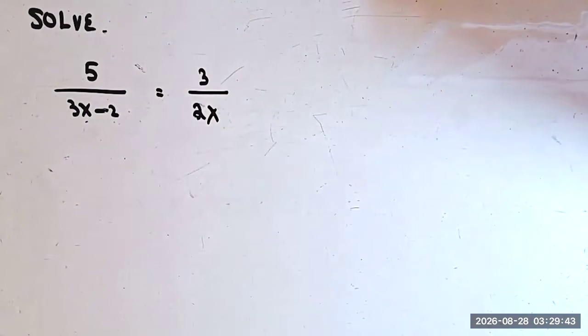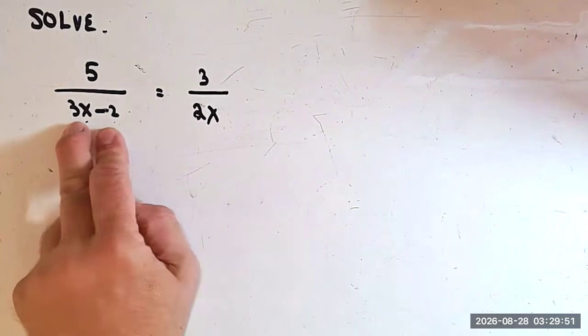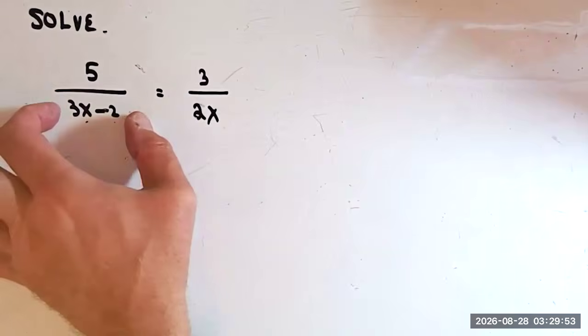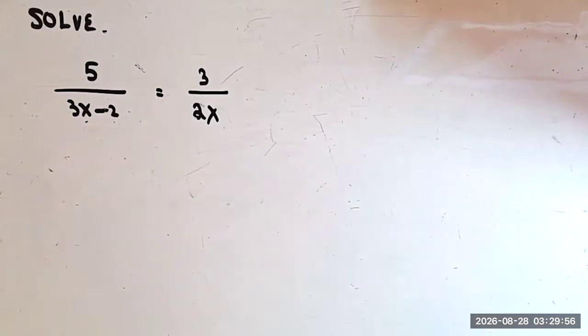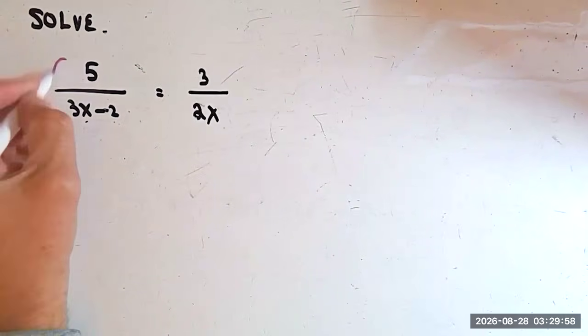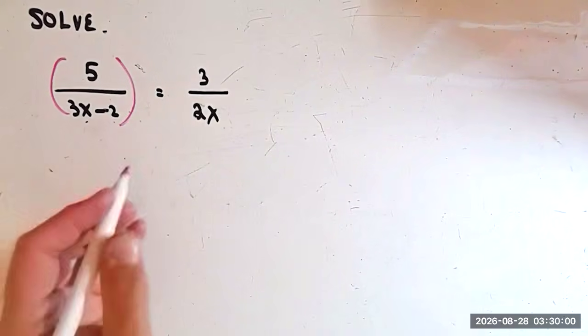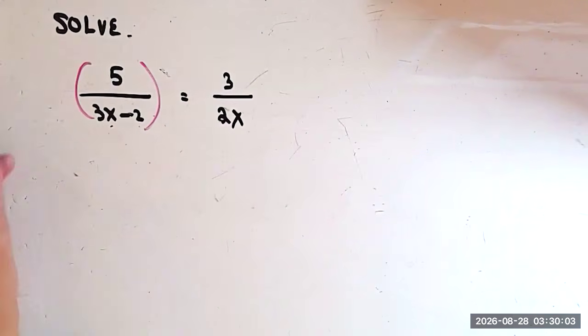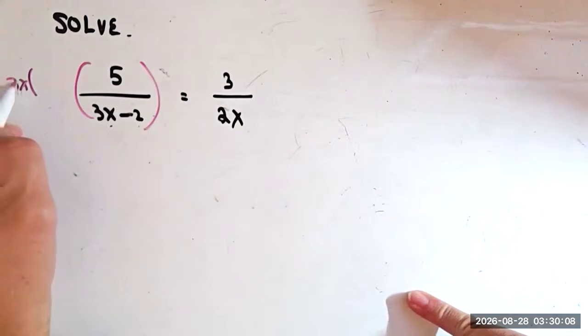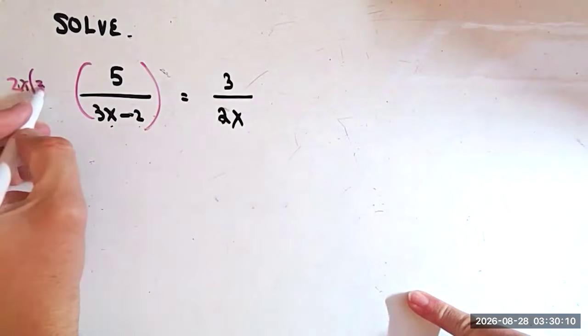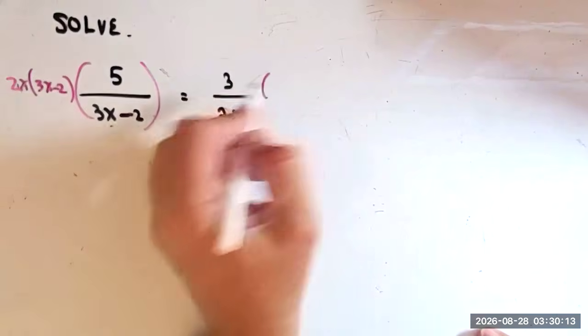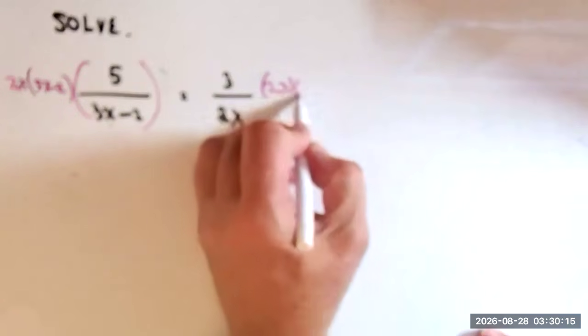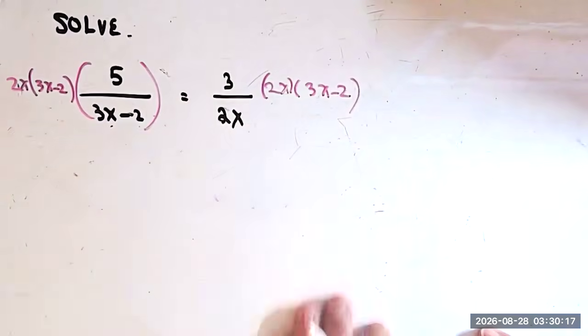Or I'm going to take a different route, which is the same. So multiply by the least common denominator. I must have x, 3x minus 2 as a whole term, and the 2x. So let's see, how can I do this? So I multiply this guy by 2x times 3x minus 2 on the left. And here I multiply 2x times 3x minus 2.